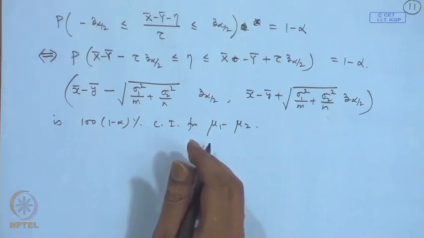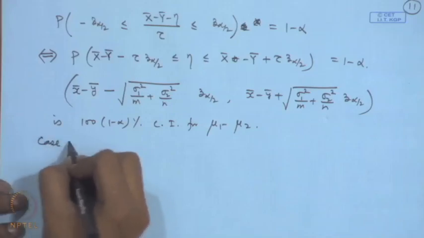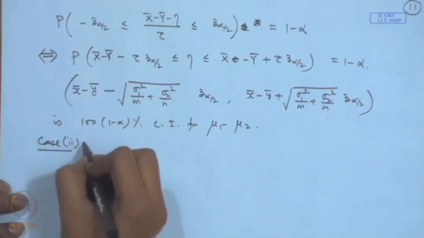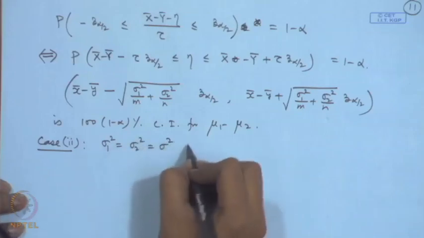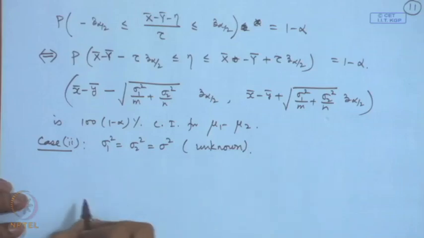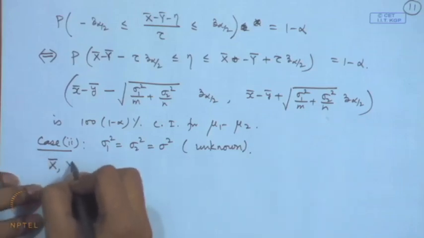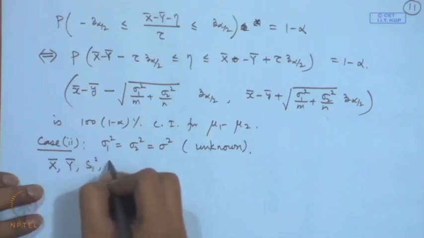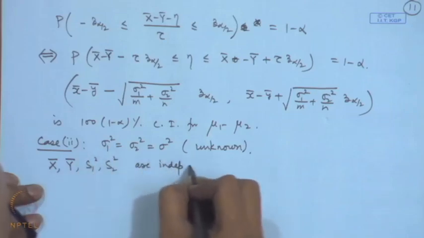Now, when the variances are not known, then we cannot use this formula. In that case, we consider some special case. Sigma 1 square is equal to sigma 2 square is equal to sigma square, but this is unknown. If this is unknown, then we consider first of all x bar, y bar, s 1 square and s 2 square. If we consider, then they are all independently distributed.